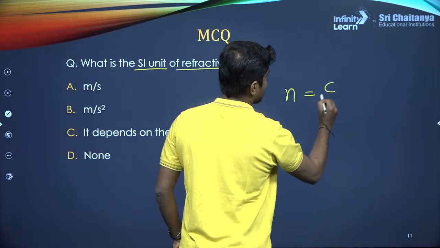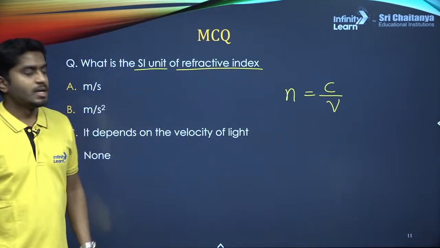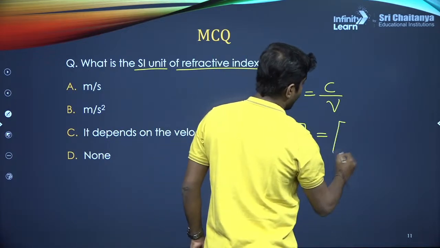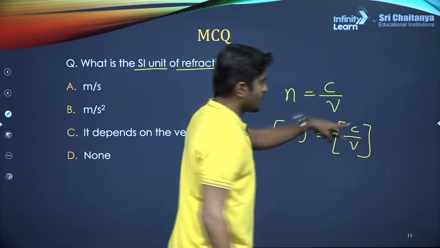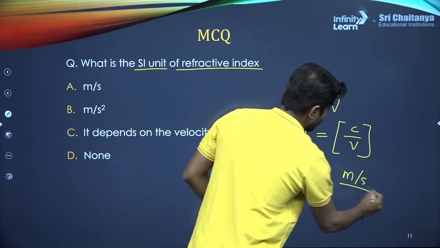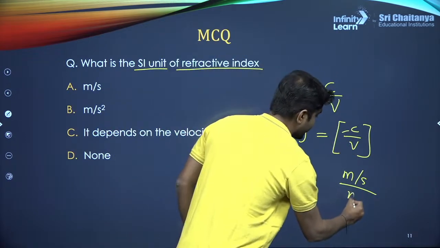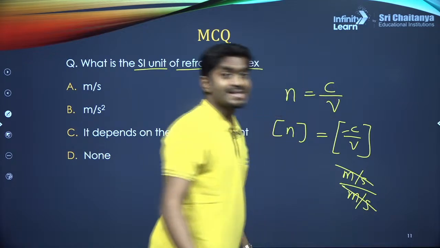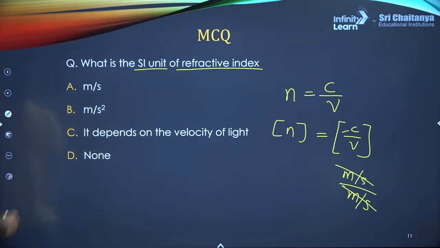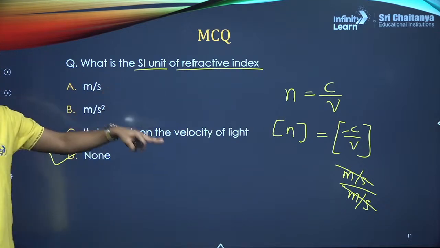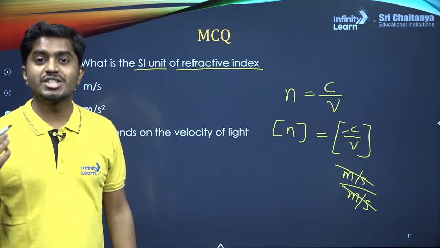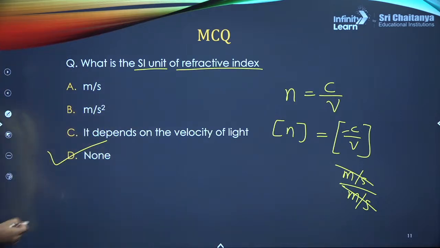So what is refractive index? Refractive index is c divided by v. So the SI unit of refractive index should be equal to the SI unit of c divided by v. c is speed, so it is meter per second, divided by v, which is again speed, meter per second. So this meter per second will get cancelled out. So the refractive index is just a number. It does not have any units, so it is none of the above. It is a ratio of two velocities. That is the reason refractive index is just a number, with no units.